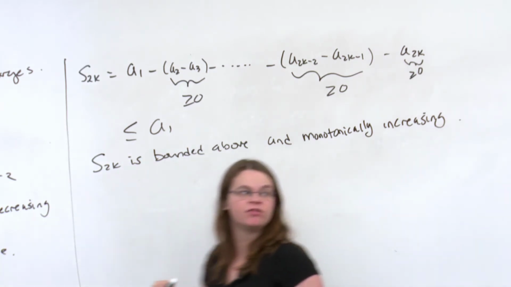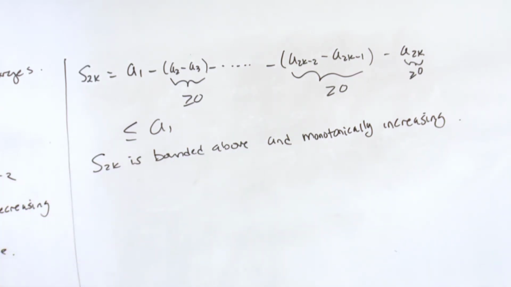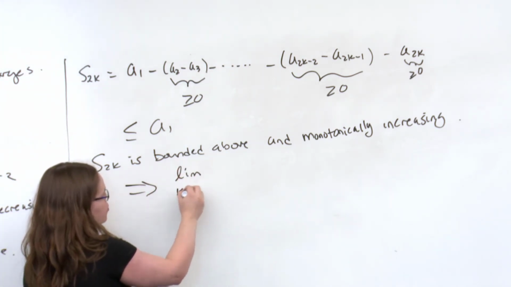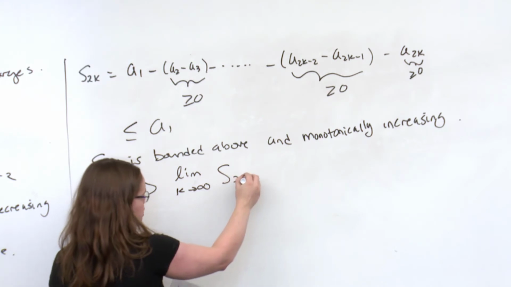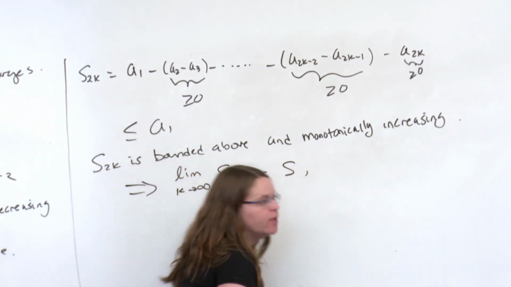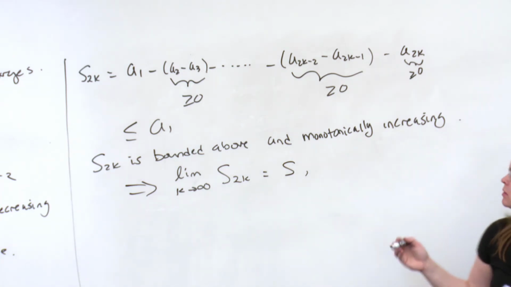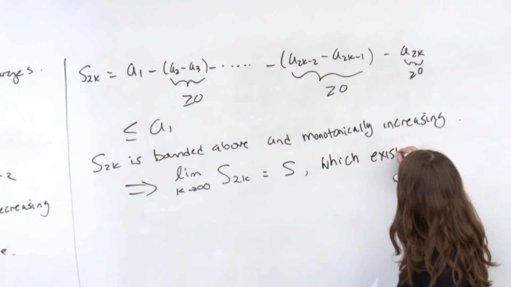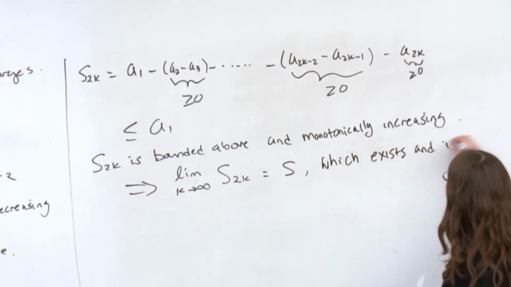So it converges, exactly. So we haven't done all the partial sums yet. We've only done the partial sums that include an even number of terms. So that's not everything. But at least we know that the limit as k goes to infinity of S2k is equal to S, which is some number. I don't know what it is, right? But we know it has a limit, which exists, and it's a finite number.